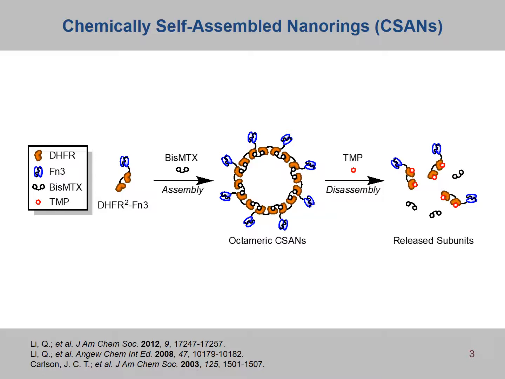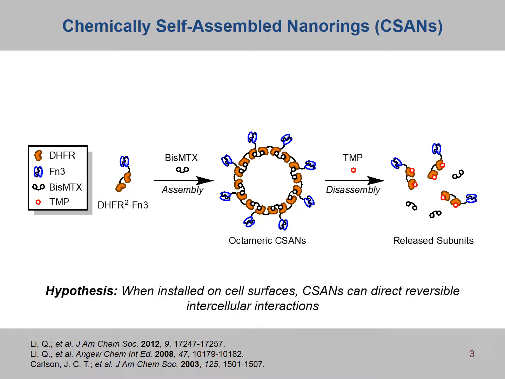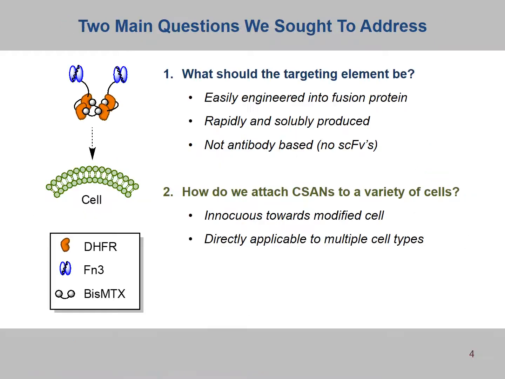of the CSAN. Using this system, we hypothesized that CSANs could be installed on cell surfaces and used to direct reversible intercellular interactions. To accomplish this, we needed to address 2 initial questions. First, what should the targeting element be? We wanted something that would be easily engineered into our DHFR-based fusion proteins and something that could be rapidly and solubly produced. This essentially excluded antibody-based scaffolds, such as single-chain variable fragments, and as I've alluded to, we settled on fibronectin domains for this purpose.